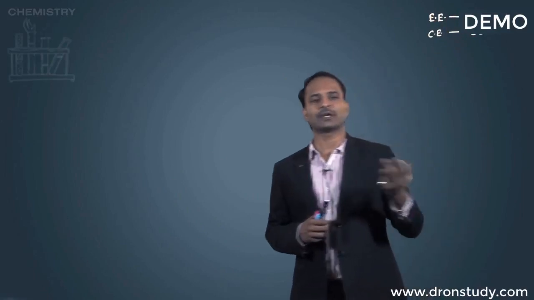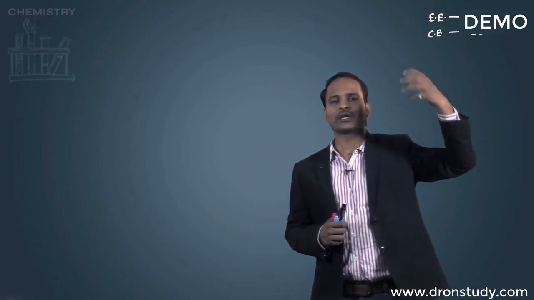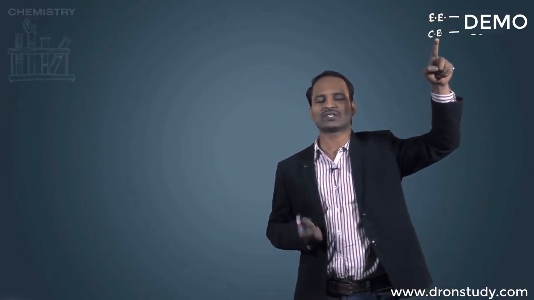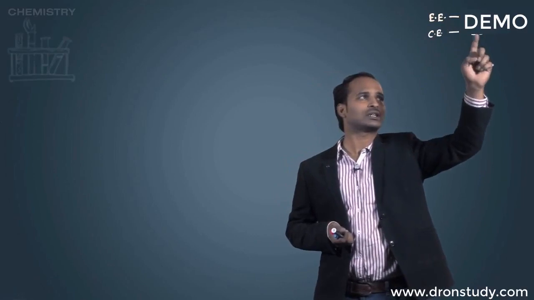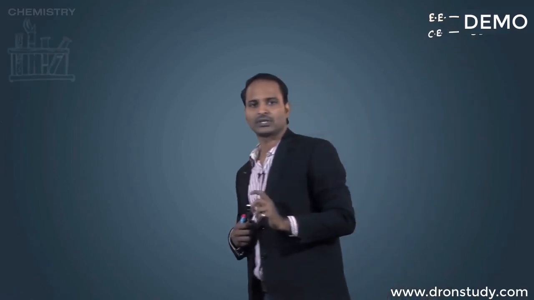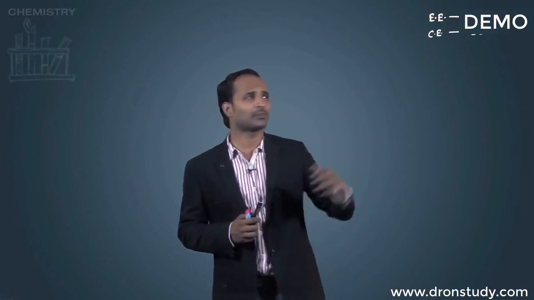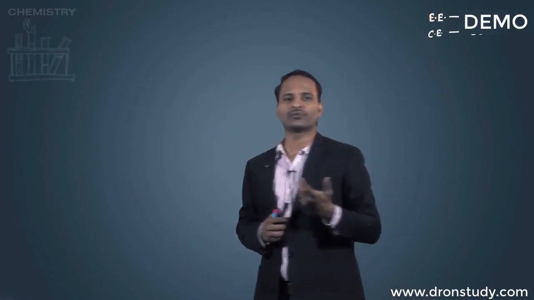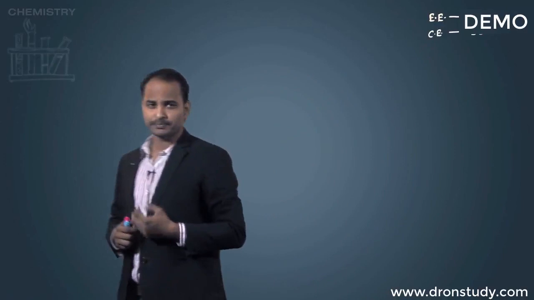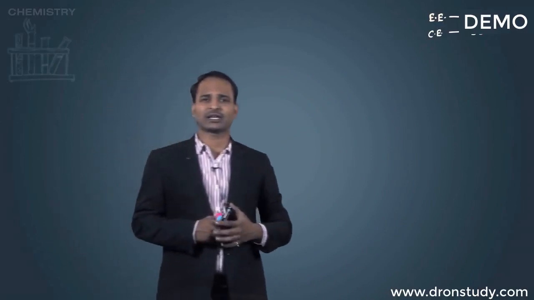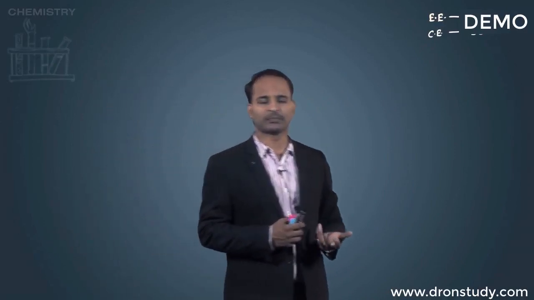The second is chemical energy converted into electrical energy. Here some reactions are going on, and due to that reaction some energy is generated, and that energy is converted into electrical energy. And that's why this conversion is called chemical energy to electrical energy. The example for this is the battery, all types of battery. For example, the battery which we use in our mobile.